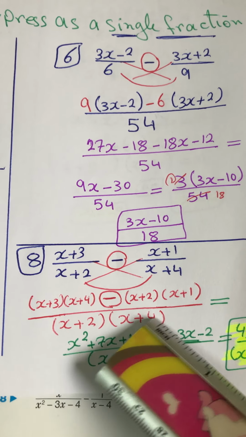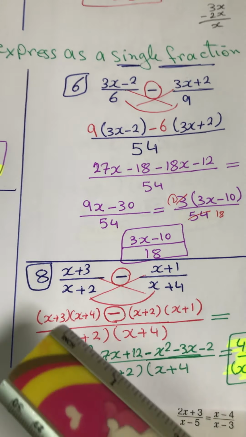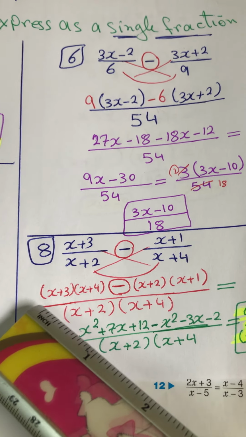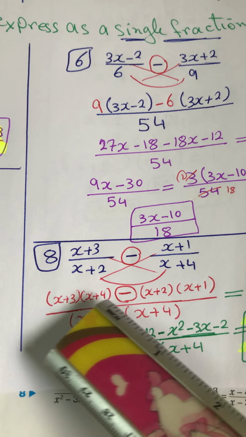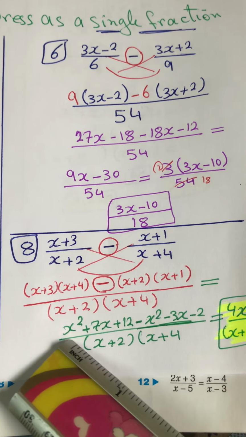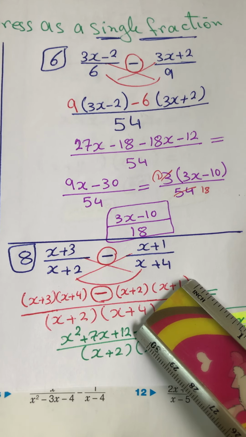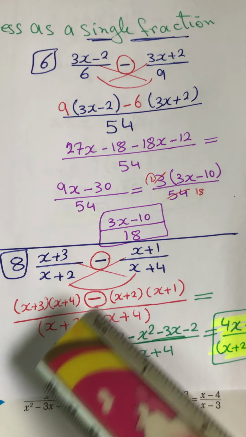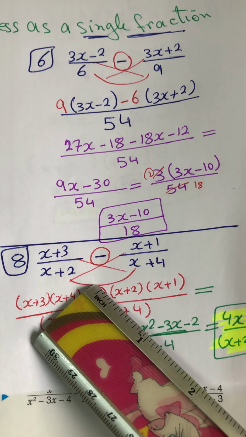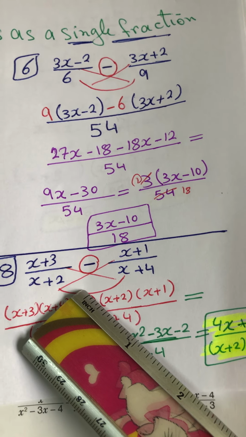Down keep it the same, but up we have to expand these brackets. I expanded x times x, so x times 4, with 3 times x, with 3 times 4. So it will be x squared plus 7x plus 12. Stop here. And here expand the second term. It will be x squared plus 3x plus 2.